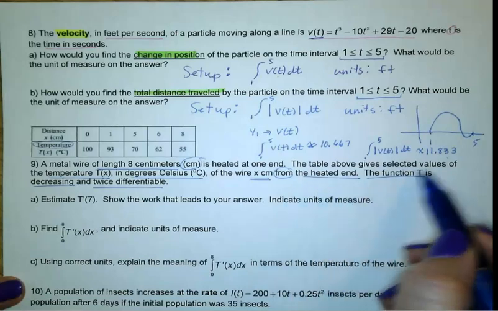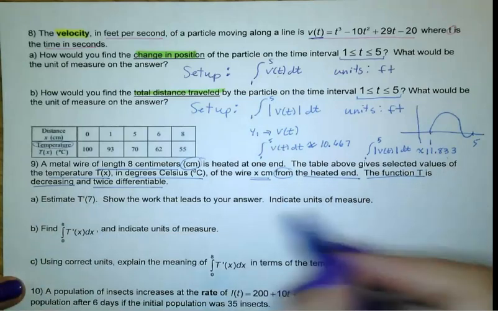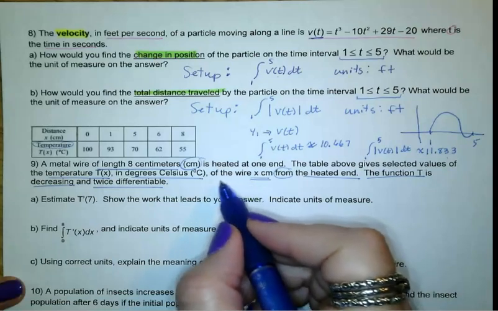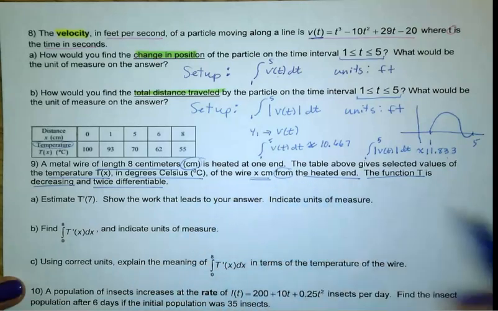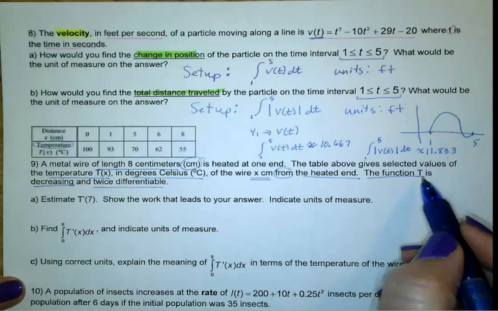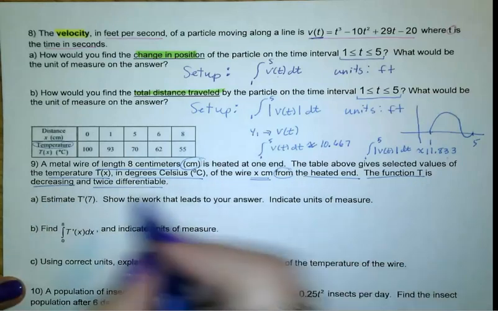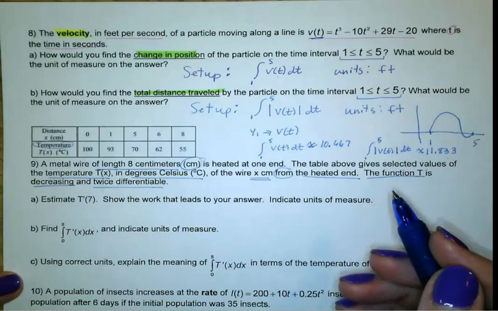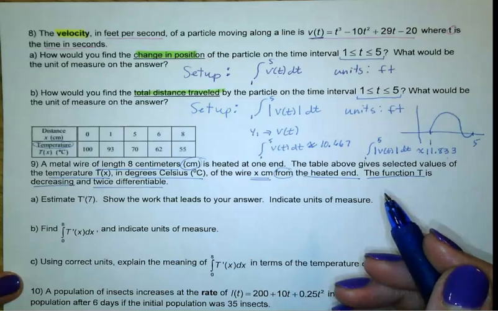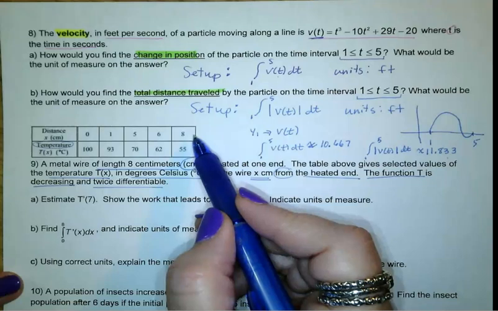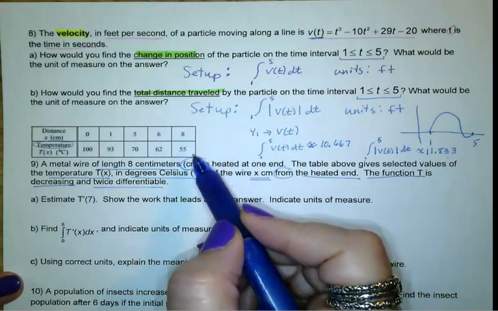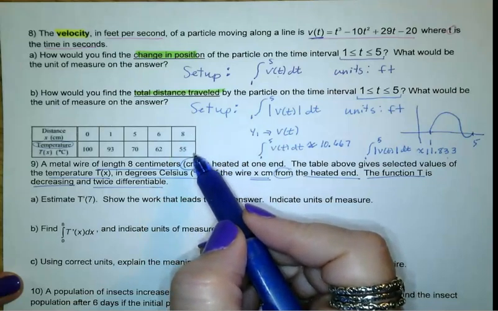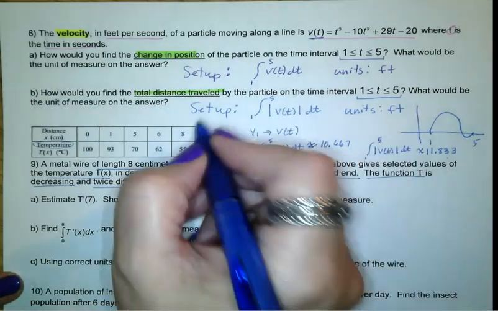The table above gives selected values of the temperature of the wire X centimeters from the heated end, and it tells us the function T is decreasing, and it's twice differentiable. So basically, it's heating at one end, and the further you get from that heat source, the cooler the temperature. That's why it's decreasing. So if you're 8 centimeters away, according to the table, then the temperature has dropped 55 degrees Celsius on the wire. So that's what this information is meaning.